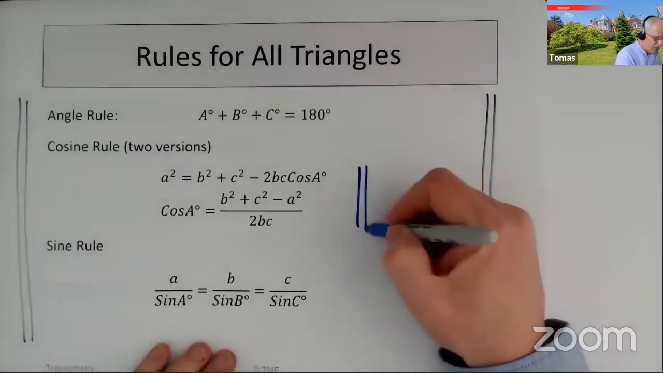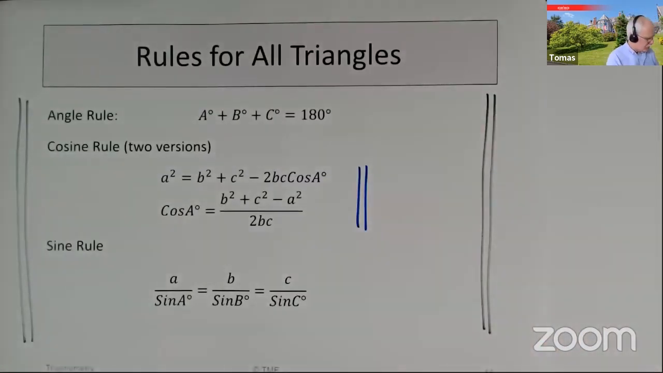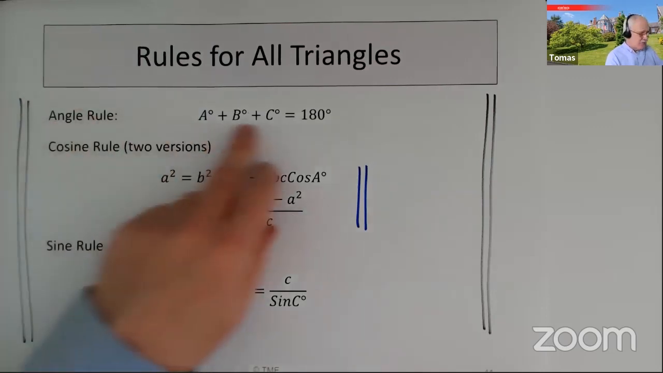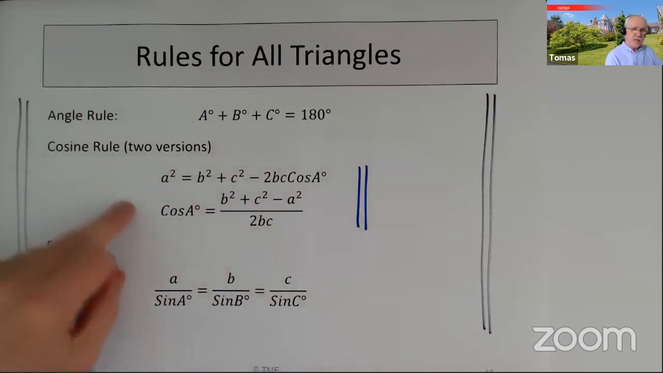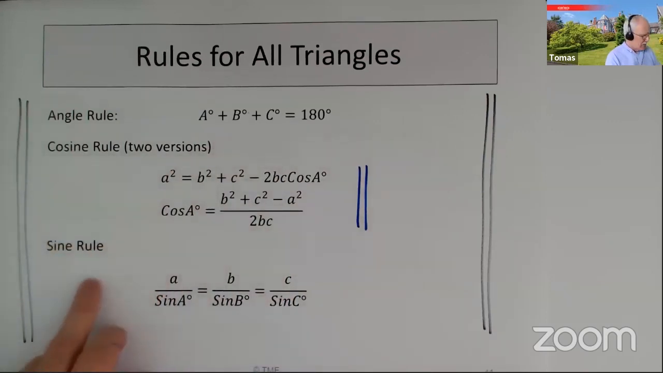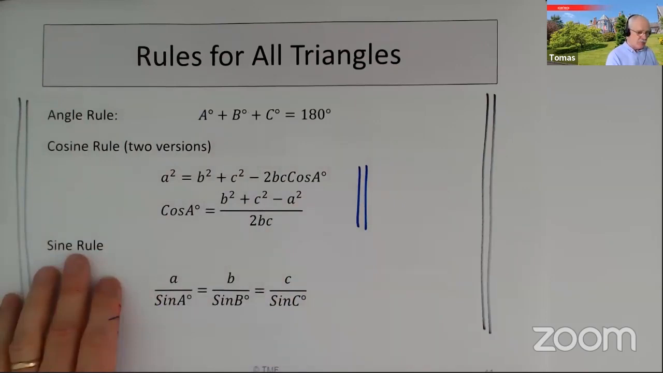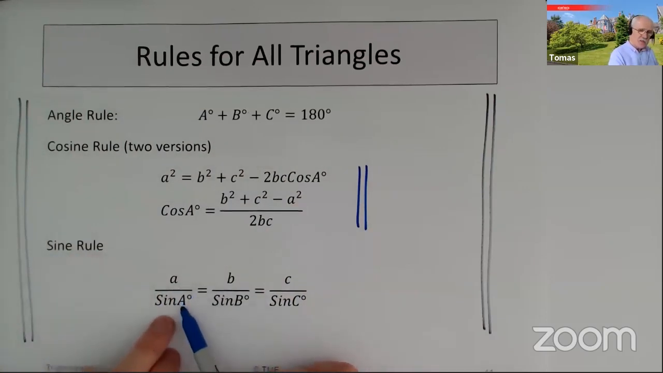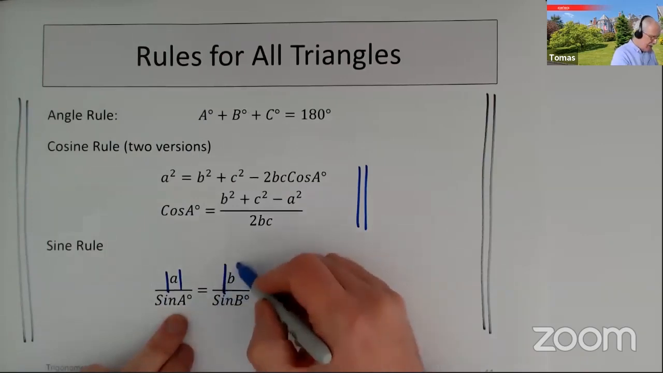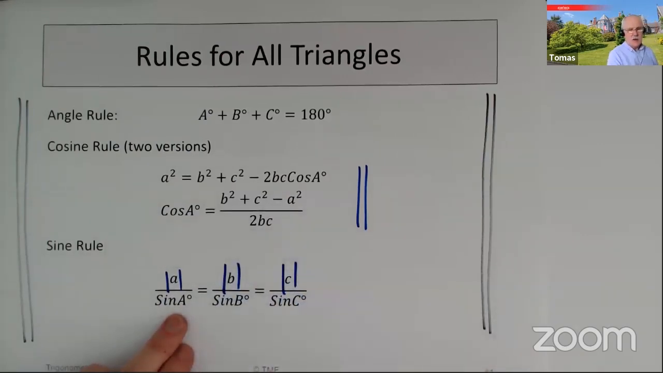So back to non-right angle triangles. So that's a rule we can use, the three angles. The cosine rule comes in two forms. And the sine rule is a very useful rule that says a over sine A, b over sine B, and c over sine C are the same. So the length of the side a over sine A, and the length of b and the length of c are the same.